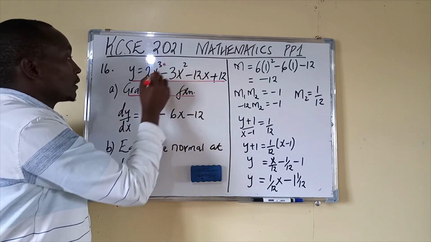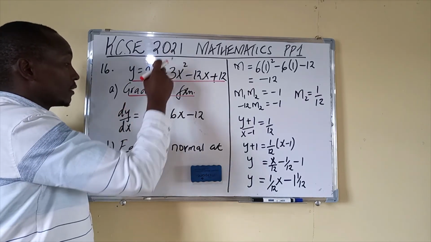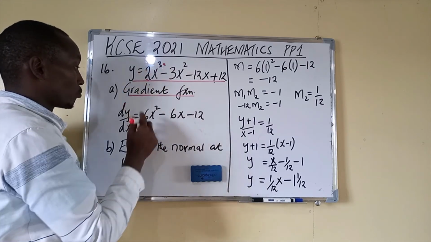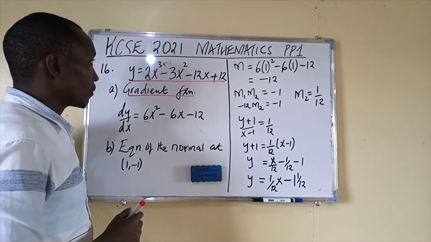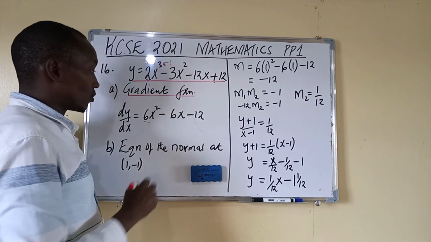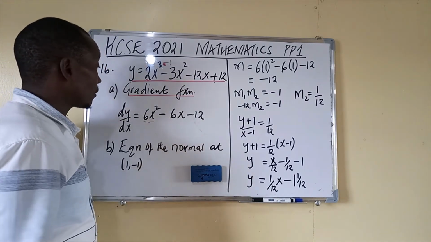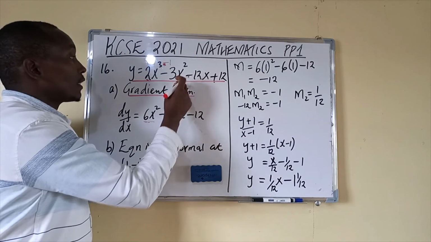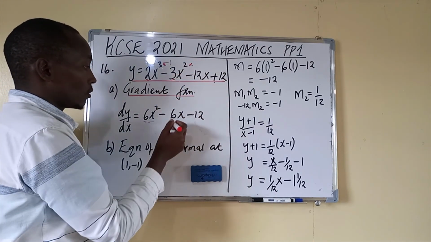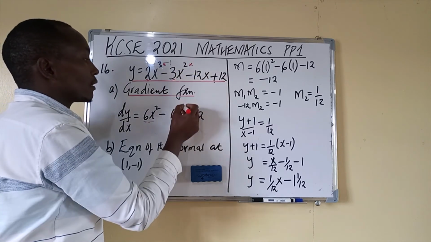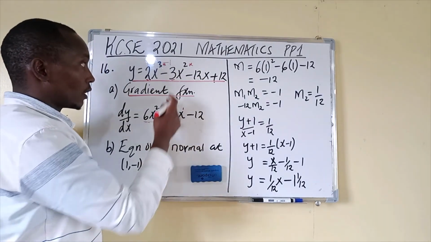Take the power times the coefficient, like in this case 3 times 2, 6. Then the power reduces by 1 when you're doing differentiation. So that one I'll get 6x squared. The second case, the same. 2 multiplied by 3, you get 6. Then the power reduces by 1. So that's how you get the second one.